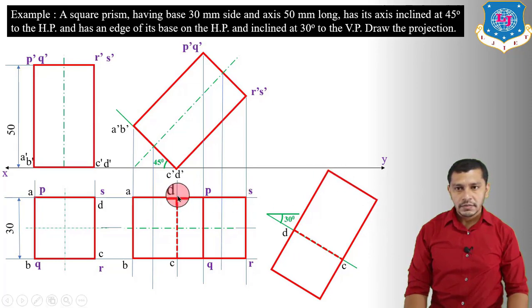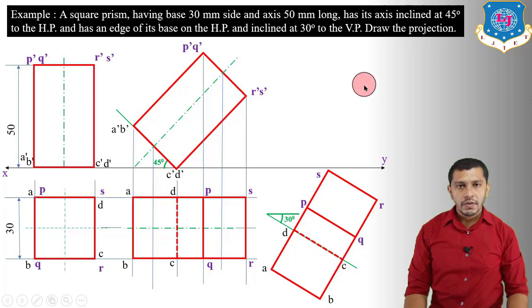Now measure and mark all these points: measure D to P, mark P, measure C to Q, mark Q, and connect PQ. So this will be the top view which is inclined, in which we have taken CD at an angle of 30 degrees to the vertical plane.